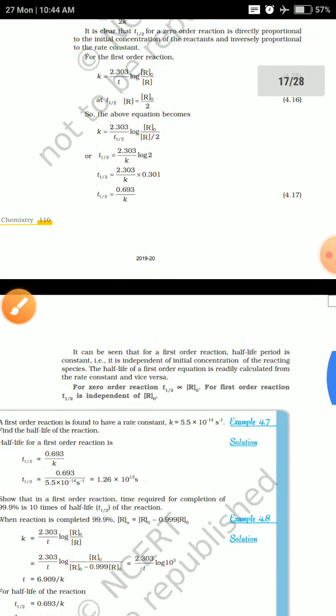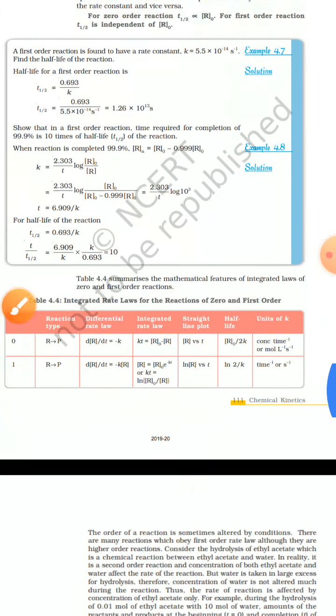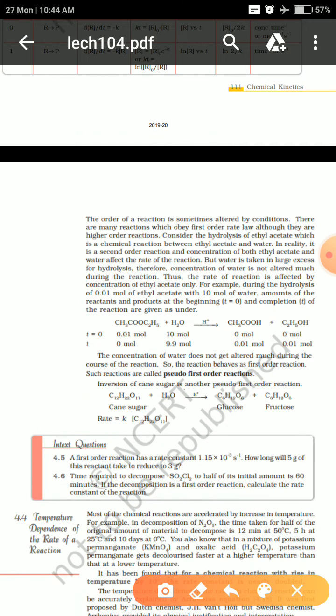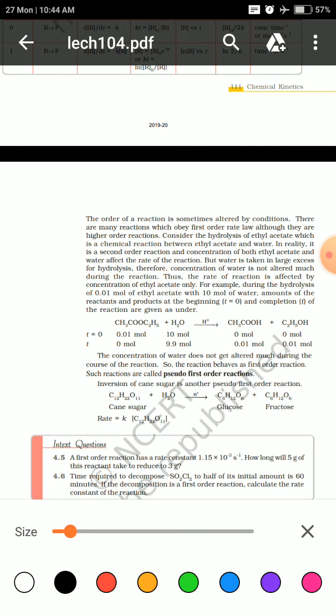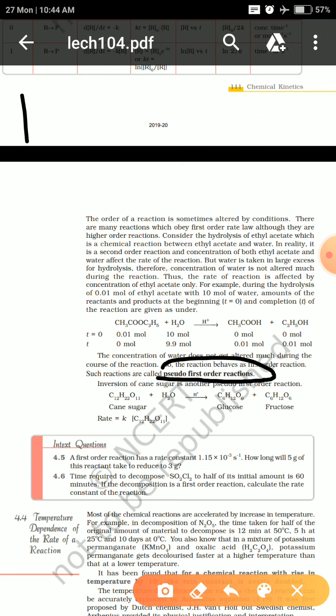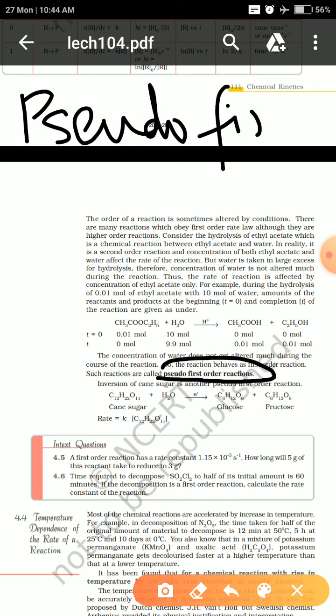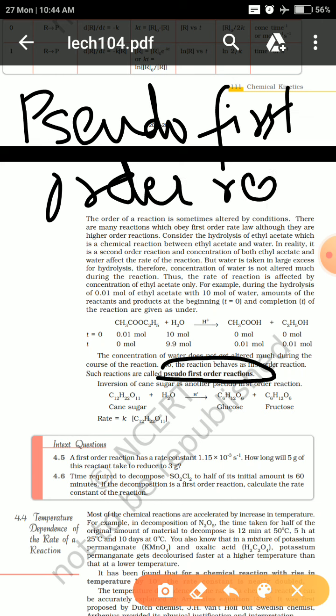Now let's get into another topic, which is pseudo first order reaction. So what is a pseudo first order reaction? I will tell the definition, and with the help of the definition, at least you can understand what a pseudo first order reaction actually is.